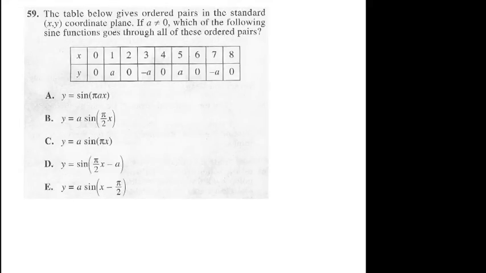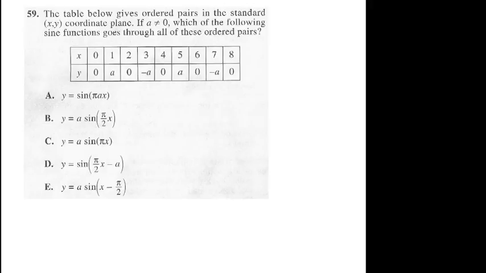59. The table below gives the ordered pairs in the standard xy coordinate plane. If a is not equal to 0, which of the following sine functions goes through all the ordered pairs? Okay, this is one of those where you're just going to have to test the values. You'd have a hard time trying to write up the equation that matches the numbers first.